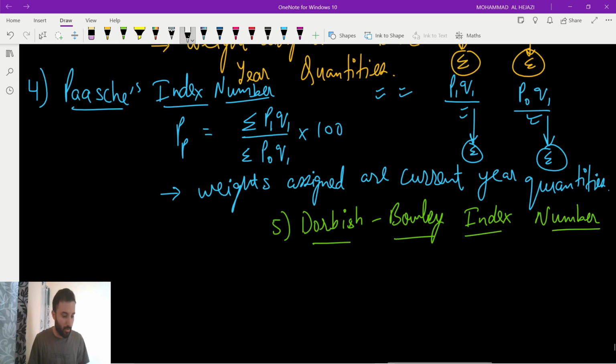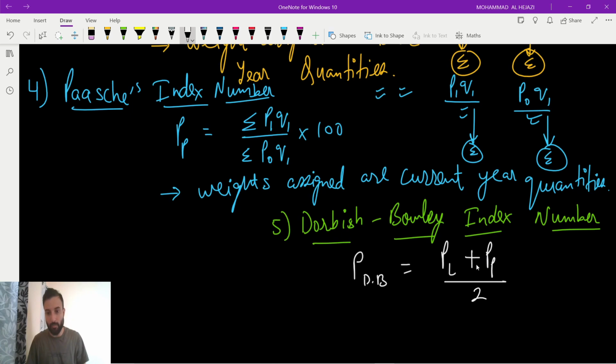Okay, so the formula is very easy. The Dorbish-Bowley index number: what we have to do is first find the PL and write the PL value, then find the PP and write the PP value, divided by 2. That means PL value plus PP value divided by 2. That is the Dorbish-Bowley index number.